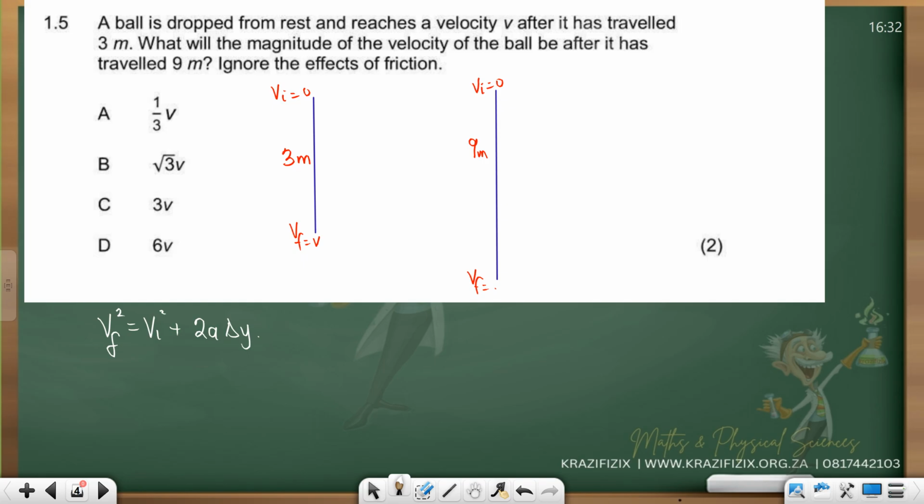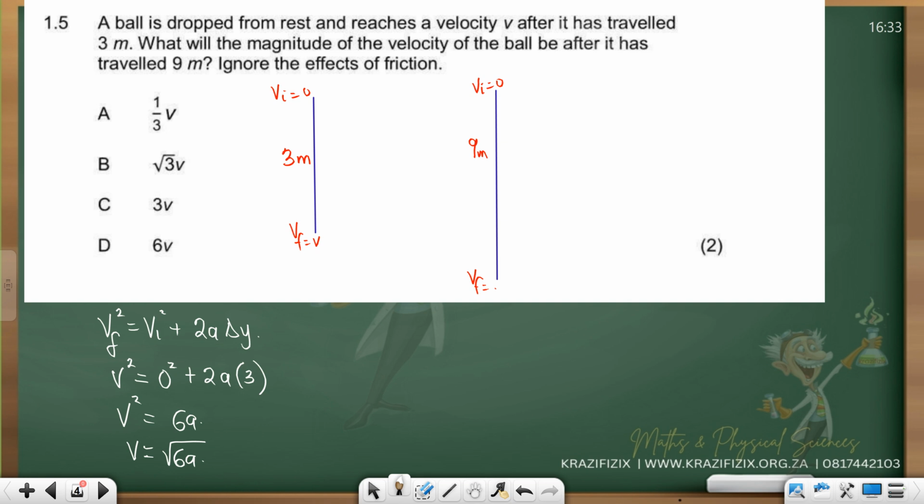For the 3 meters, what is our VF? V squared. Initial velocity is 0. 2, don't worry about the value of A, we'll deal with it. And this one is 3. So what do we have? V squared would be 6A. Let's leave it as that. I want to see where we're going.